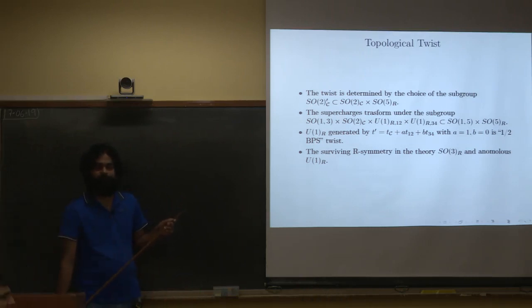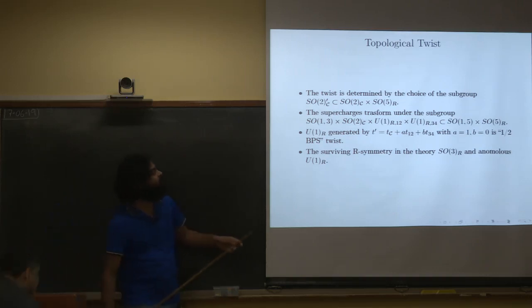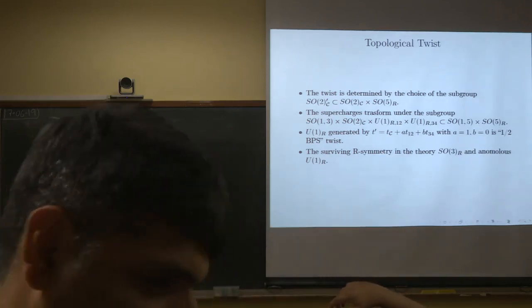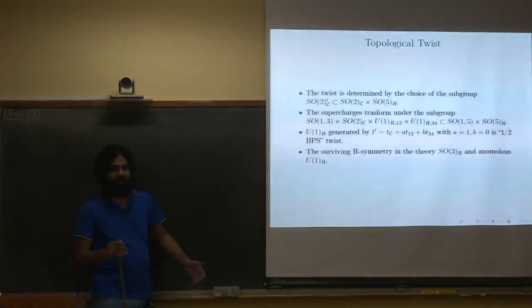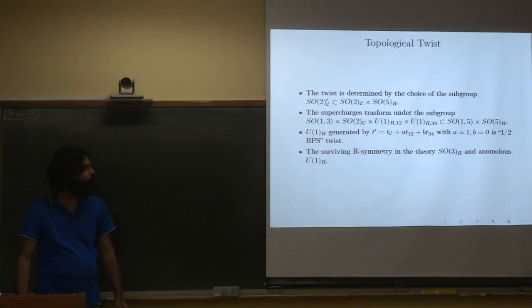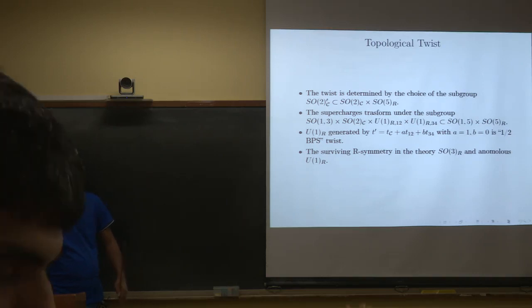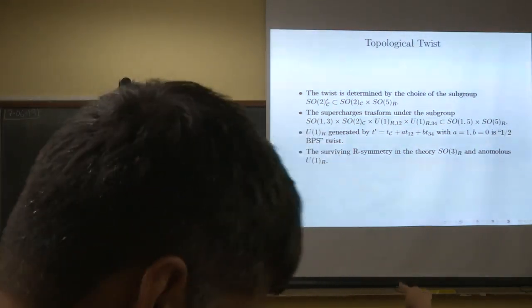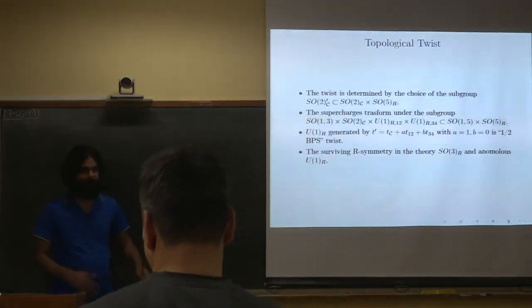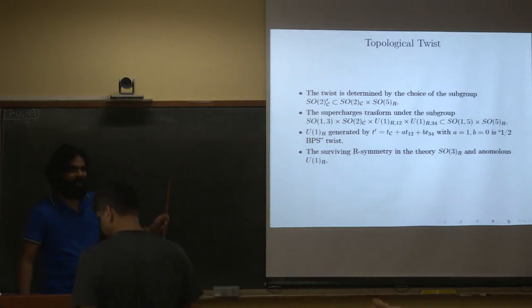So you can think of SO5 as SO2 times SO3. Otherwise, you could have broken that to the diagonal. Another choice is A equals 1, B equals 1. Then it's called 1/4 BPS twist. So that's the idea of topological twist that we're talking about. For any value of A and B, it would be 1/4. I'm just making a physical point that any value of A and B would be quarter BPS. Fine. I never worked with the quarter BPS thing, so I just worked with half BPS.